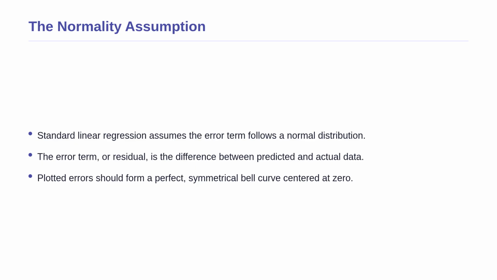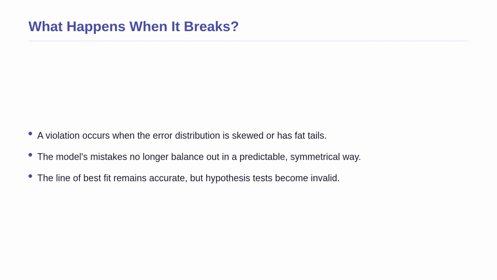If our model is doing its job correctly, these mistakes should be random and balanced. A normal distribution means that if we plotted all these errors on a graph, they would form a perfect symmetrical bell curve, centered exactly at zero. This symmetry is what allows us to make reliable statistical promises. So, what exactly happens when this assumption is broken?